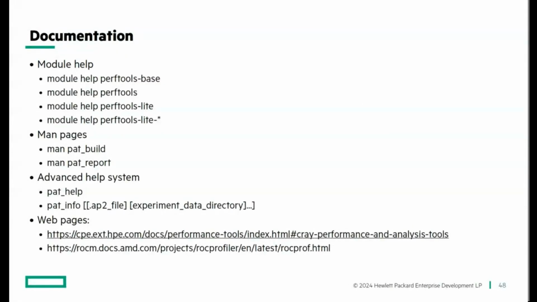So the usual way you can get documentation through either the module help, manual pages, specifically help for PerfTools itself, and then web pages, either our performance analysis web page or AMD's web page on rocprof. Of course, there's also the GitHub for rocprof, for example, if you had particular questions for AMD.